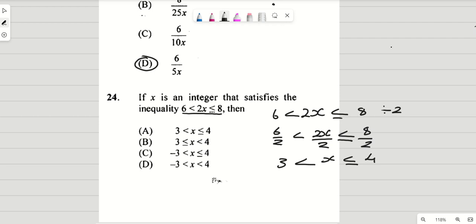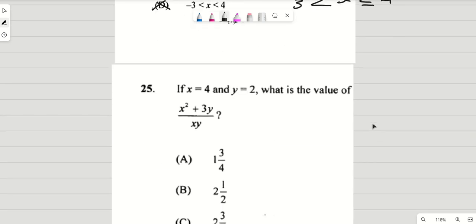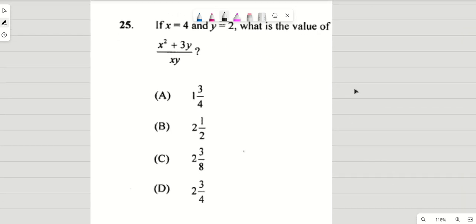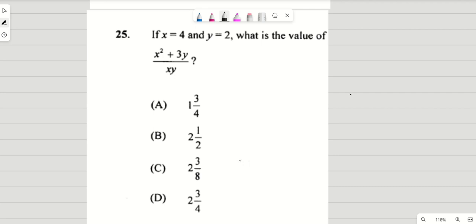So my answer is this. We do not have an equal sign in the first one, so it's not B, it would be A. And we don't have minus 3, so that is not it. So the answer for number 24 is A. Right, this question here, I believe this is repeated several times. The answer is D. But let's try and see.